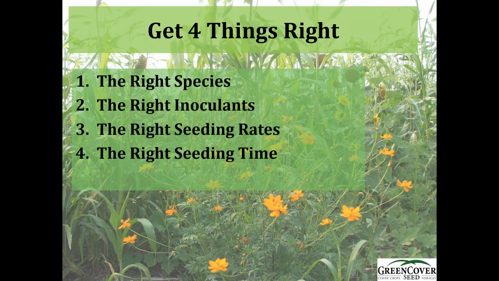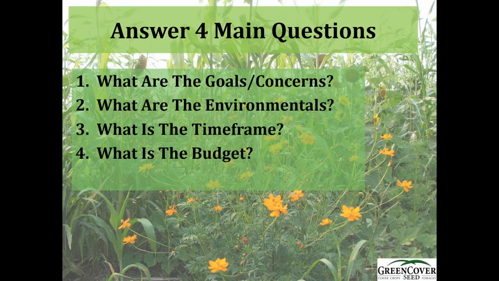So when it comes to designing a diverse cover crop mix, there's 4 things that we try to get right. We want to make sure we have the right species, the right inoculants, the right seeding rates, and the right timing. And then we also want to answer these 4 questions.